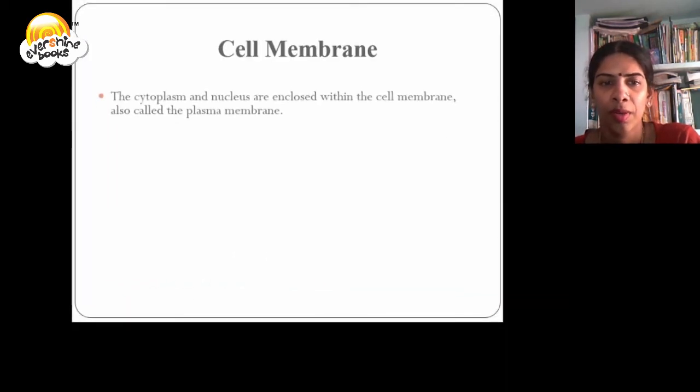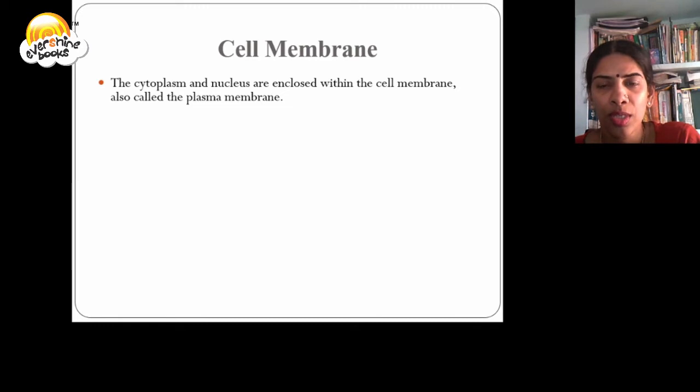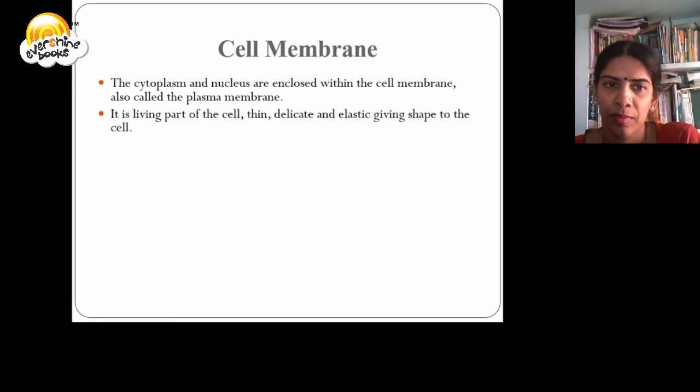Cell membrane. The cytoplasm and the nucleus are enclosed within the cell membrane. Cell membrane is also called the plasma membrane. It is the living part of the cell. It is thin, delicate, and elastic, which gives shape to the cell.